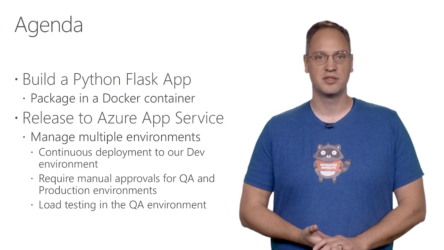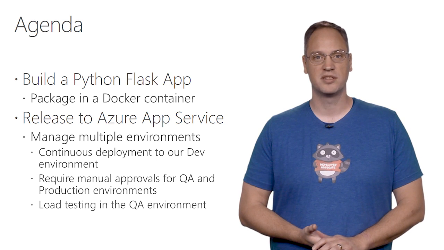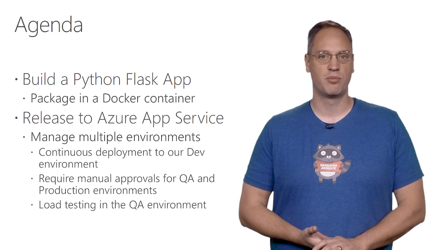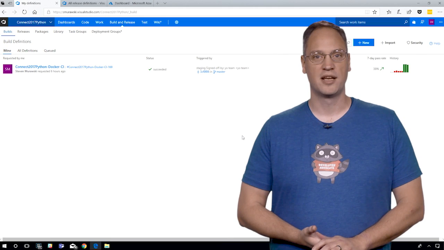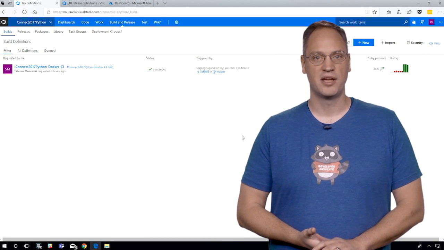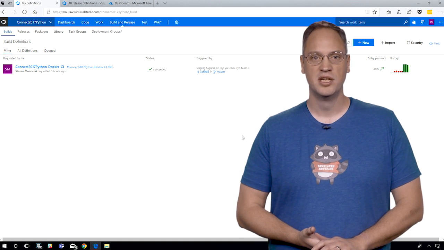In the release process, we'll see how we can automate the release process to multiple environments and supporting different quality steps. We're going to dive right in and take a look at the build and release process for a Python Flask application. After we've taken a tour of the build and release process, we'll make a change to the application and follow it through the pipeline.